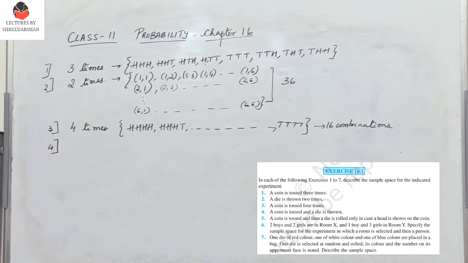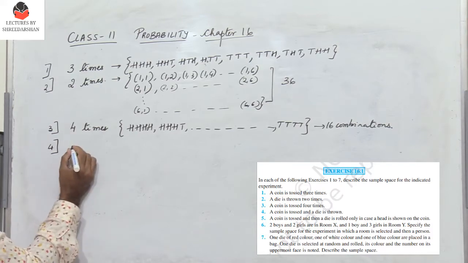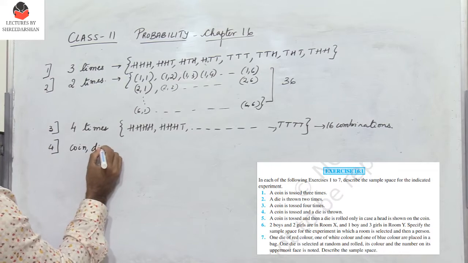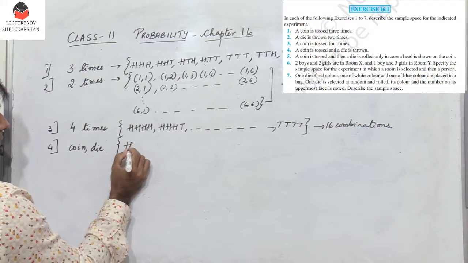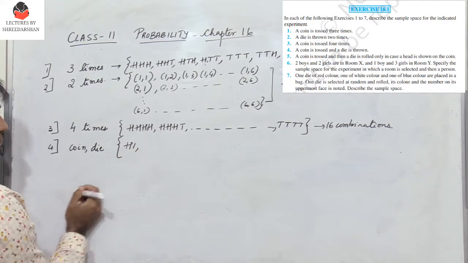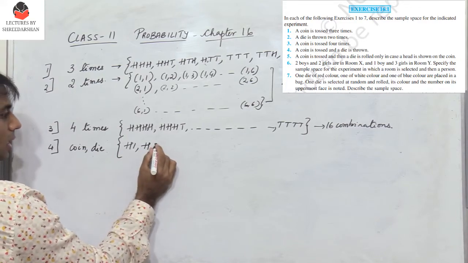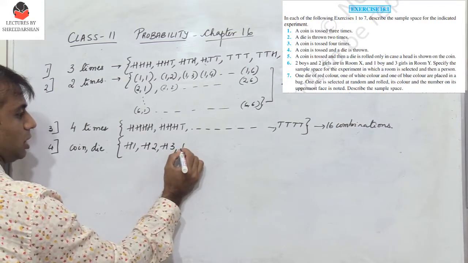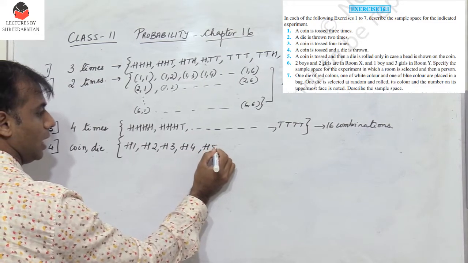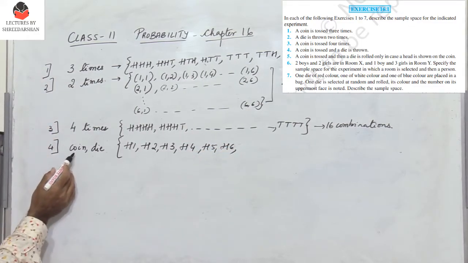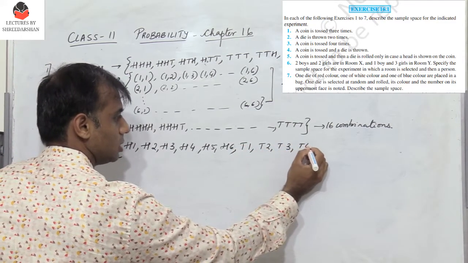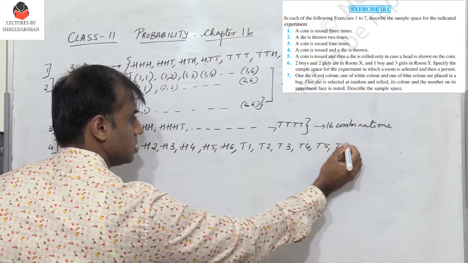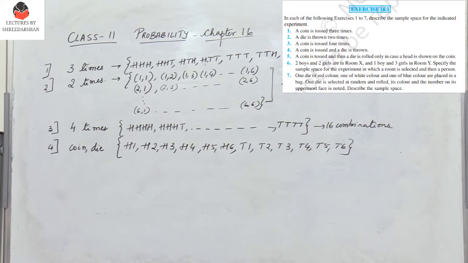Fourth one: a coin and a die are thrown. Let's assume that a coin is thrown, I get a head, and then you throw a die, I will get 1. Next, for head, I can get 2. For head, I can get 3, 4, 5, or 6. Or if the first time I get a tail, then I can get tail with 1, 2, 3, 4, 5, and 6. So this happens to be the sample space.